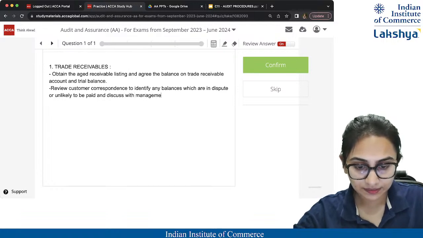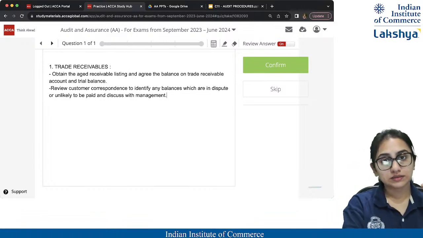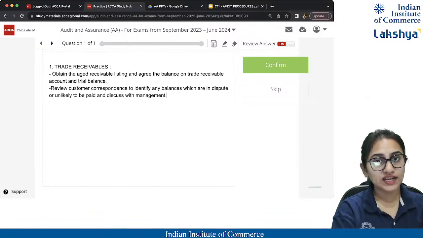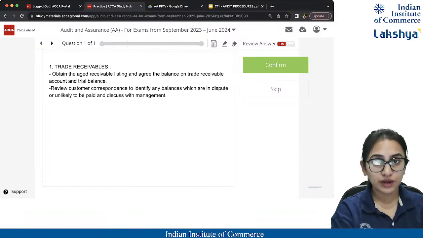What does that mean? The company has a receivable from a customer A. The company has 1 lakh receivable. So go and ask the customer A, is it true that you have to pay 1 lakh to the company? Mr. A will say, no, I'm not going to pay. What is this? It's a dispute.